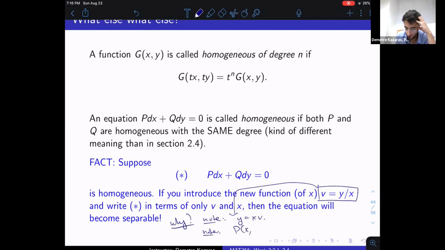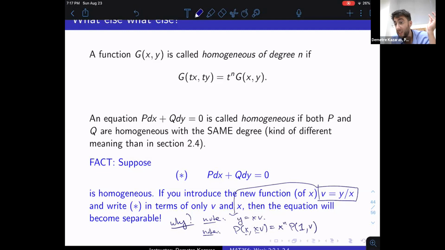So with this substitution, y is this x times v. So instead of p of x, y, it'll be p of x, v. And by assumption, p is going to be homogeneous of some degree, say n. So this is like you have scaled 1 by x and v by x. So think of t as x in this case. And the homogeneous condition will tell you that p of x comma xv is just equal to x to whatever order or degree of homogeneity it is, times p of 1 comma v.